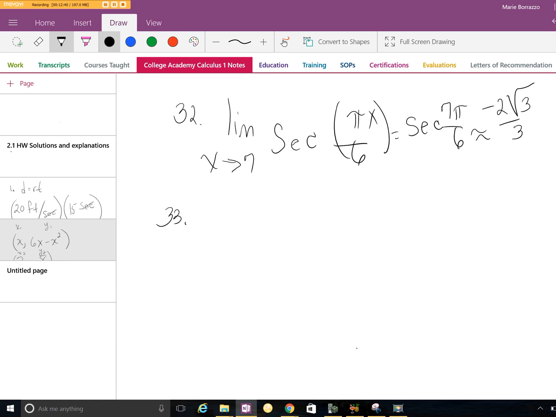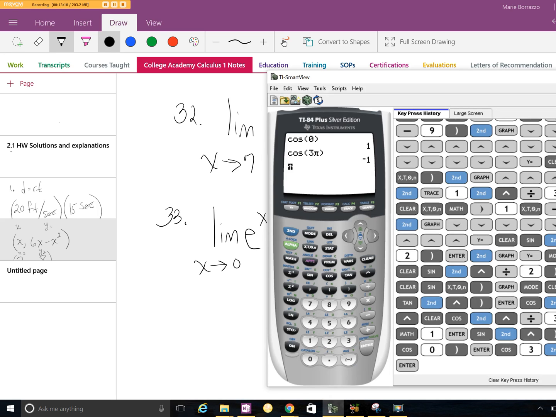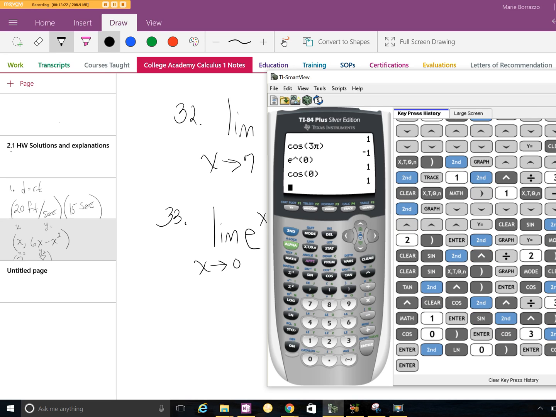Number 33, you have the limit of e to the x as x approaches 0. And we have e to the x cosine 2x as the equation. So we plug in 0, we end up with e to the 0 cosine 2 times 0. And therefore this answer should be 1, believe it or not. Okay, so you can prove it with the calculator. First of all, just go back to some basics. So we know that e to the 0 is 1. And we also know that cosine 0, which we've done before, is also 1. So it's not surprising, is it?